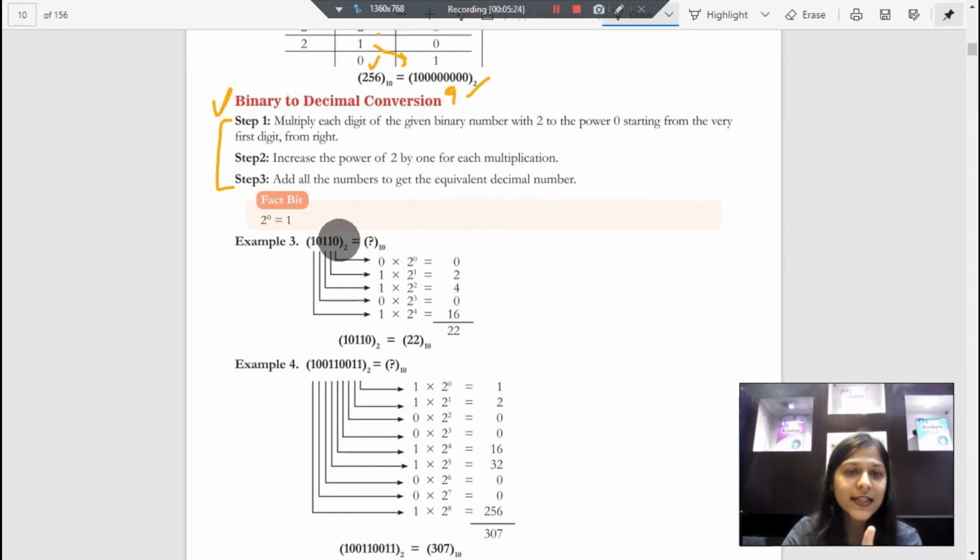So we know which is the least significant bit here. We know which is the most significant bit, that is here, to the leftmost side, that is the most significant number. Okay, so with that, let's begin.